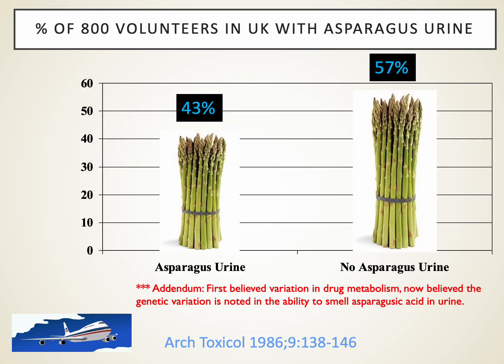So here is a study of 800 volunteers in the United Kingdom, looking at who had asparagus urine and who did not. This was many, many years ago, and your first thought is, boy, they pay people to conduct studies like this. But what's important to recognize, at least in this study, is that in the United Kingdom there was a variation in people who had asparagus urine and people who did not in their volunteer cohort. This was very early, before we had sequencing of DNA done.